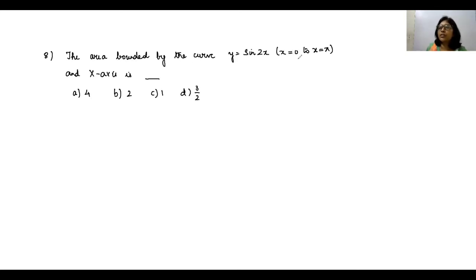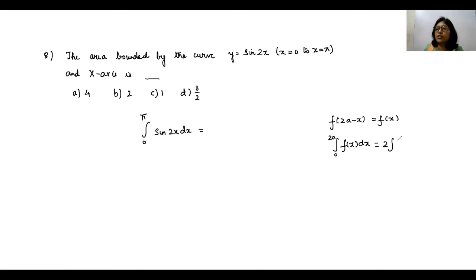Application of integration question. Curve y is equal to sin x bounded from 0 to pi. So let's take 0 to pi y dx. So in here, because this is a function of the type f of 2a minus x is equal to f(x) for 0 to 2a, it will become 2 times 0 to a f(x) dx. So that becomes 2 times 0 to pi by 2 sin 2x dx.